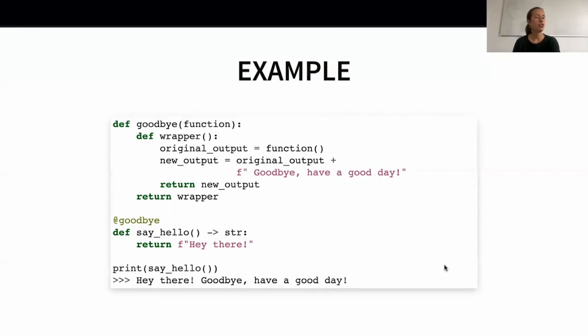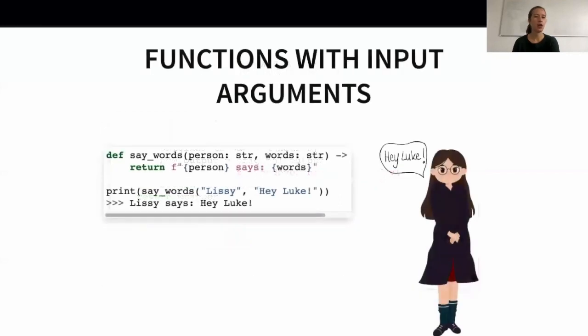But what if we want to decorate a function that has input arguments? Since we, of course, want to be able to decorate all kinds of functions, not only those that don't take any input arguments. For example, we might have a function that allows a person to talk to another person, such that Lizzie could say hello to Luke. So how can we decorate this function?